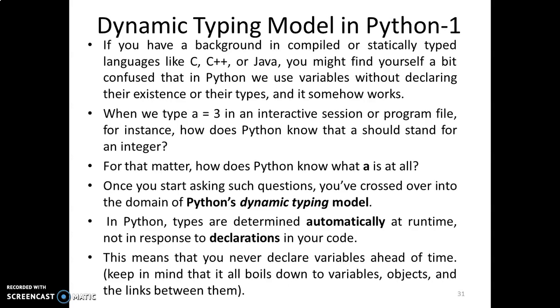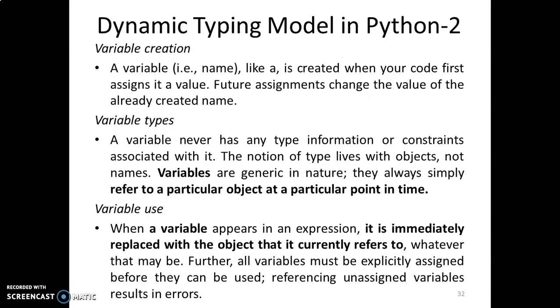Okay. And remember, in Python, types are determined automatically at runtime, not in response to declarations in your code. That means you don't need to declare the types of variables. They are automatically detected at runtime. So you never declare variables ahead of time. And remember one thing regarding Python variables: it just comes down to three things: variables, objects, and the links between them. So variables, objects, and references.